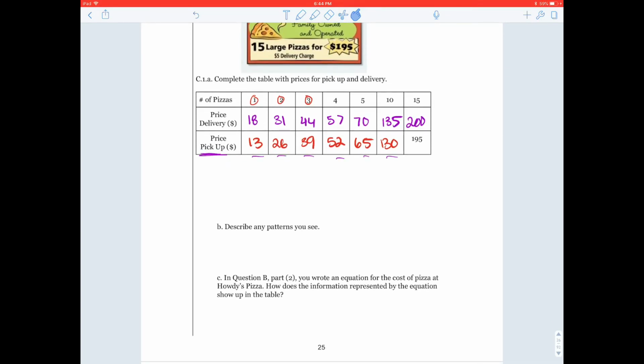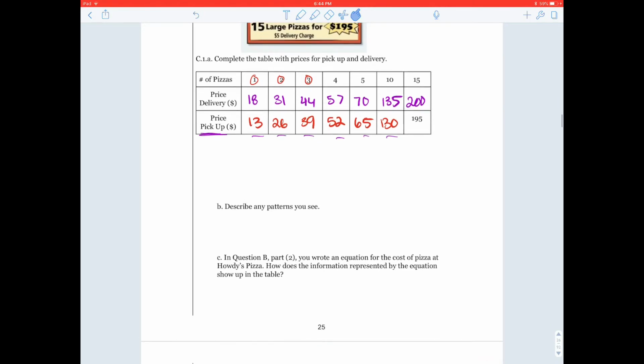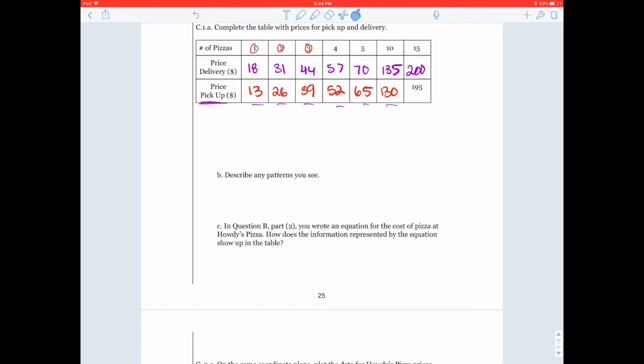Okay. So what I'd like you to do now, after we've looked at this table a little bit, what patterns do you see? Let's go ahead and pause the video. I would like you to talk with your partners or your group members. Talk about the table. What do you notice? What's happening while the numbers are changing? And we will share as a class.